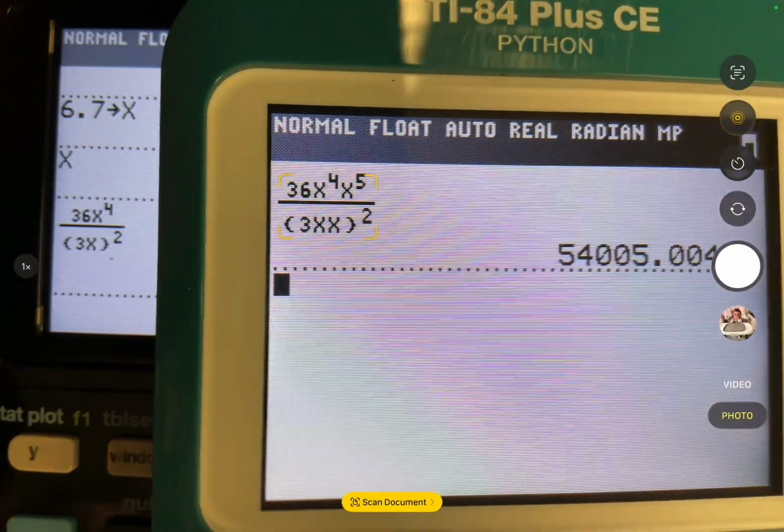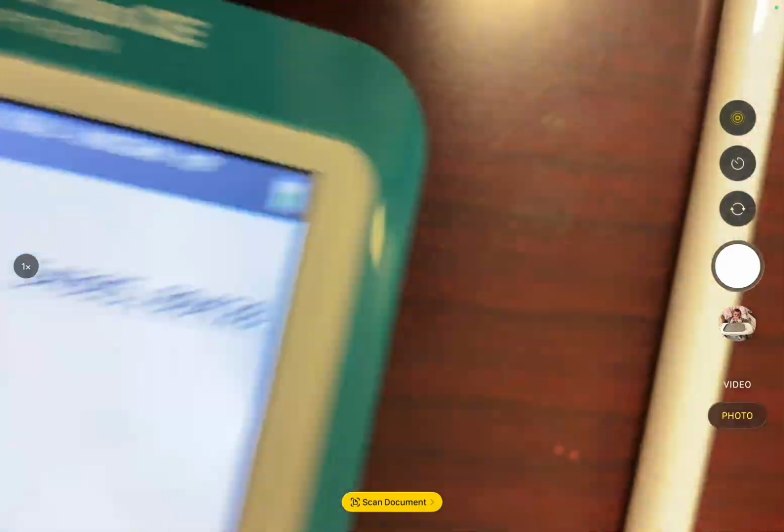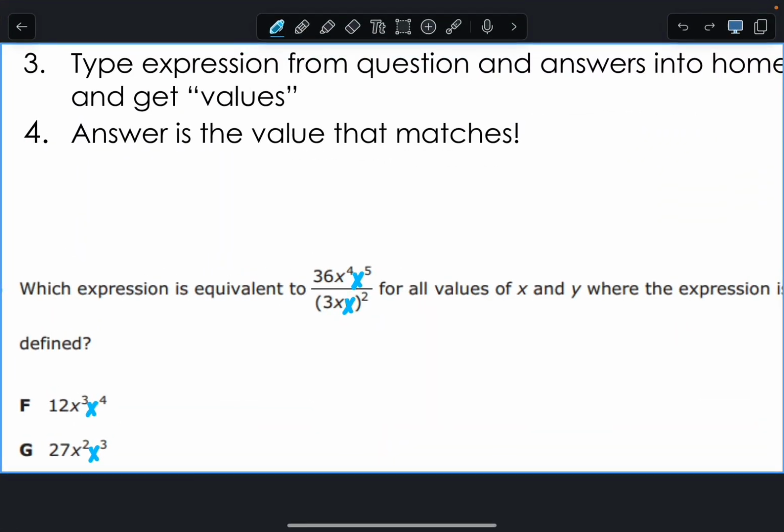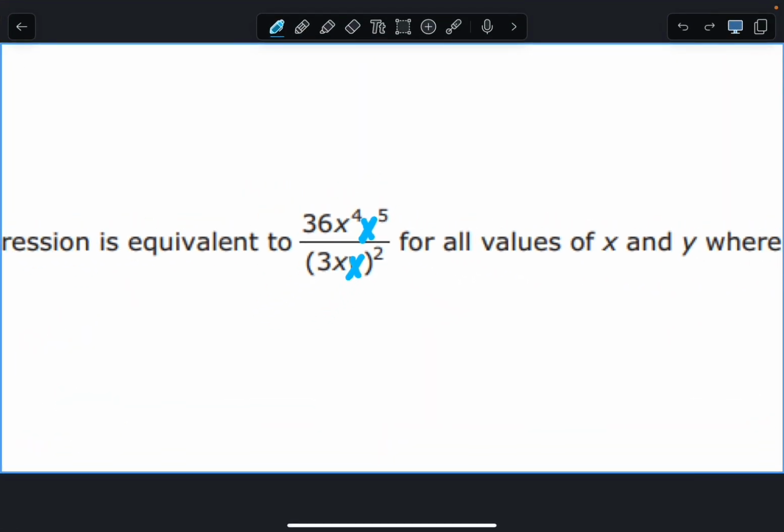Calculator tricks are hard to teach, so please, okay? Channy, look up. You forgot this x to the power of 5 and this x. Anywhere you see a letter, you type an x in its place. Just don't put the y, put x instead of y. So once you type all of that in, you should get 54,005.